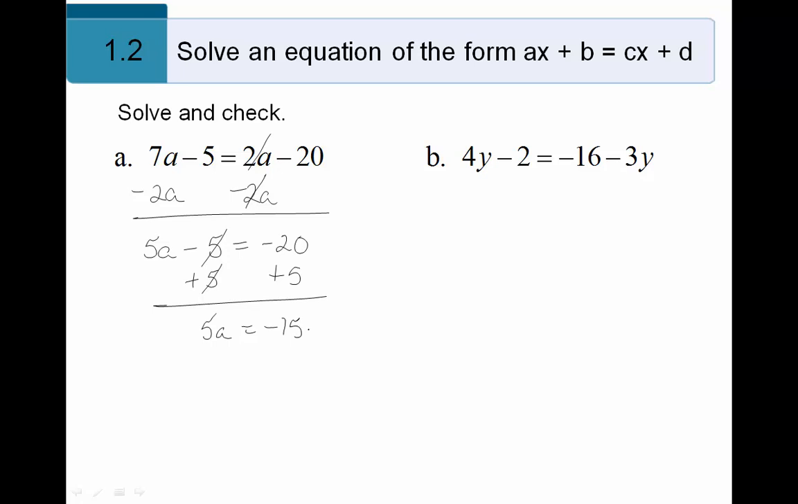Step 2 and 3 are complete. We now have the variable on one side and the number on the other. The fourth step is to remove the coefficient. To accomplish that, we'll divide both sides by 5, and that leaves us a equals negative 3.